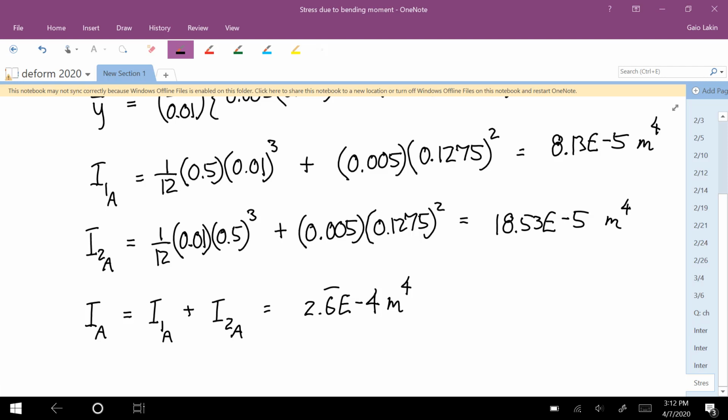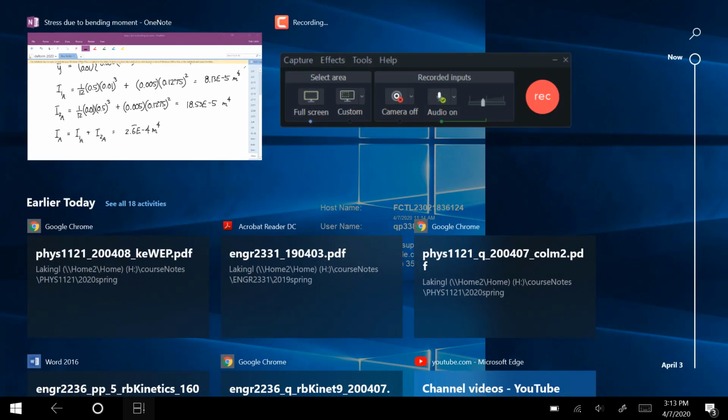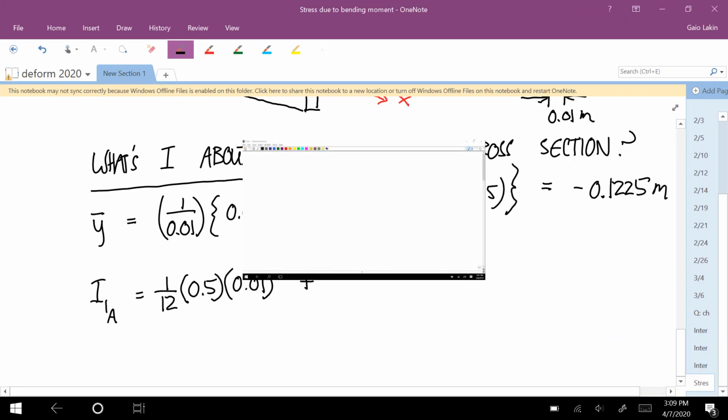Okay, so that's the process of taking a shape that's built up from simple shapes and using the formulas of those simple shapes and the parallel axis theorem to calculate the area moment of inertia for the complicated shape. So back to stresses and beams.